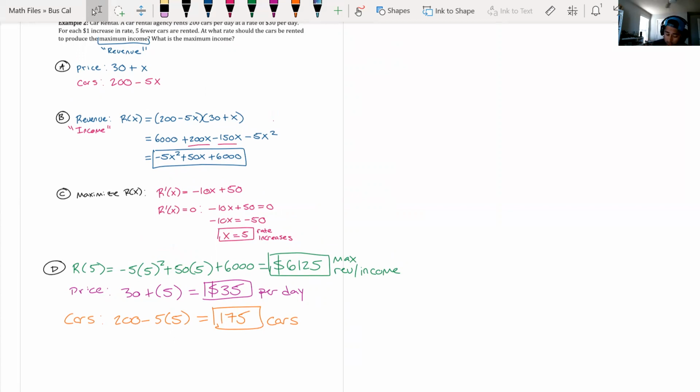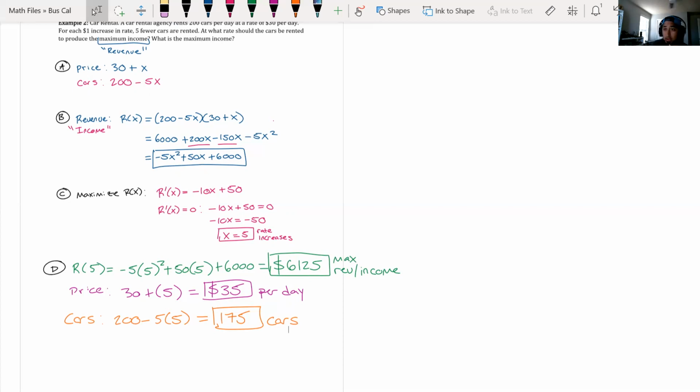Okay. So again, for these type of problems, treat them as revenue. You're going to create the price. You're going to create the number of items equation, and then you'll make a revenue function, and then you'll maximize it or minimize it, whatever it wants you to do, which means all that means is take the derivative, set it equal to 0, solve for X, and then plug it into revenue, plug it into the price, plug it into the number of items.